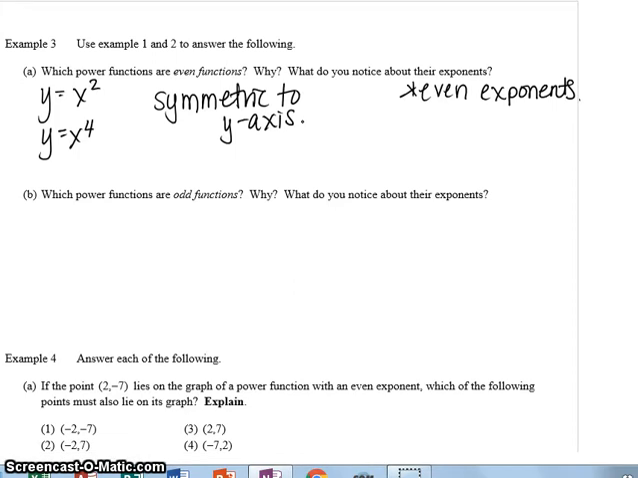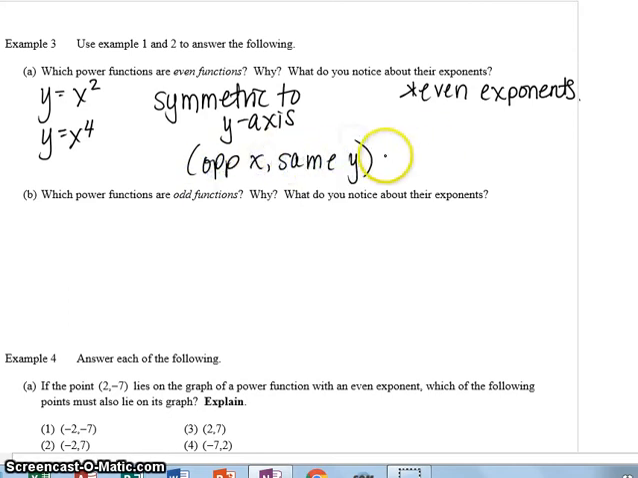Okay, if it's a reflection through the y-axis, you have an opposite x, but the same exact y. So what does that mean? You change the signs of your x, but y stays exactly the same. Part B, which power functions are odd functions?